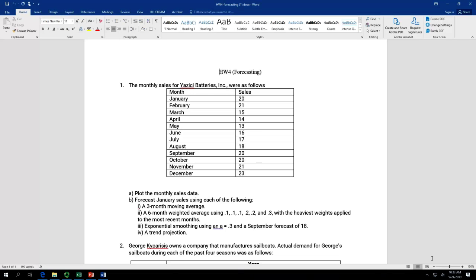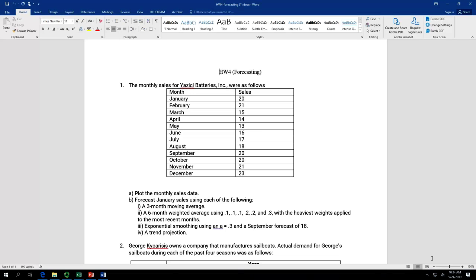This is one of the in-class practices we did already, correct? Moving average. And this is the second question. I want you to use a 6-month weighted average using 0.1, 0.1, 0.1, 0.2, 0.2, and 0.3, and use the given weights to forecast the next month. This is the weighted average, correct? How many points do you need to use? 1, 2, 3, 4, 5, 6. So you use the 6 to predict the next one.